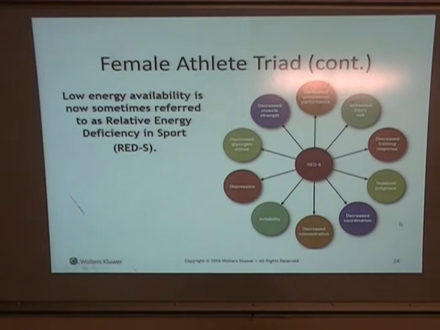So this is a new diagram in this edition of the book, and quite honestly, I haven't looked at it as closely as I had hoped I would have time for today. But I like this idea that low energy availability, for whatever reason, may now be referred to as relative energy deficiency in sport. So that is going to lead to decreased glycogen stores, decreased muscle strength, decreased endurance performance.